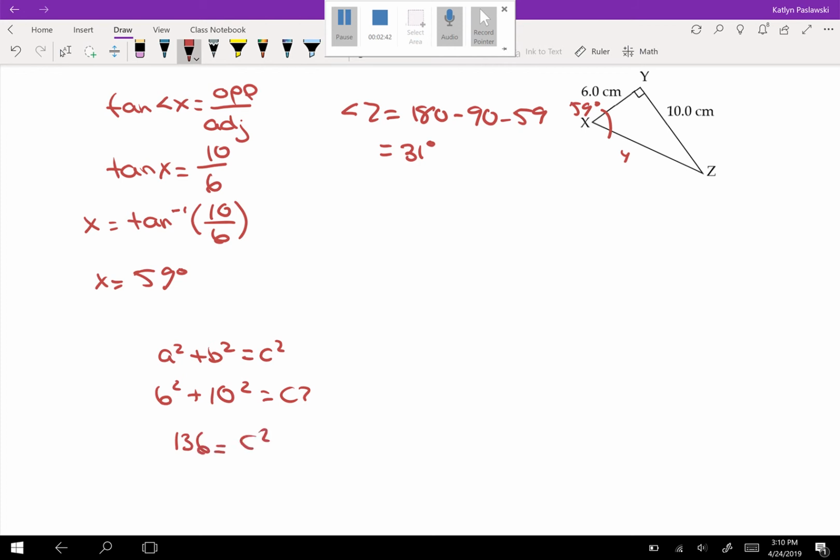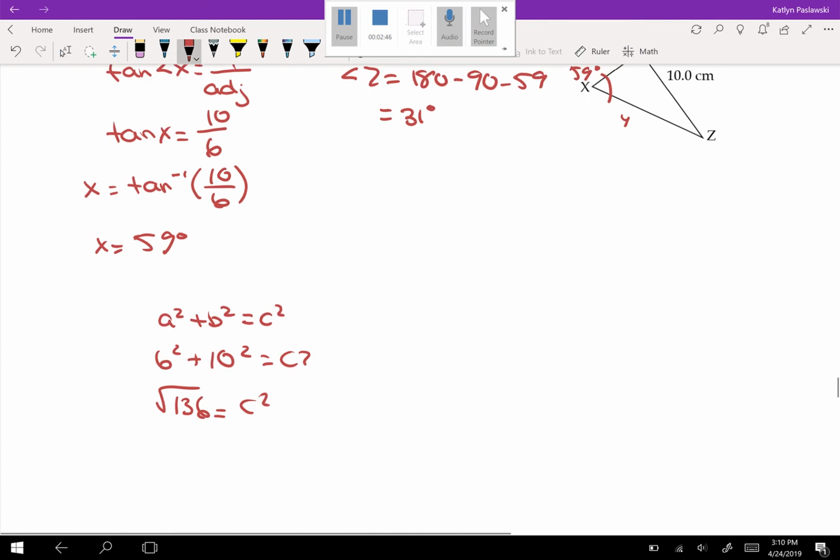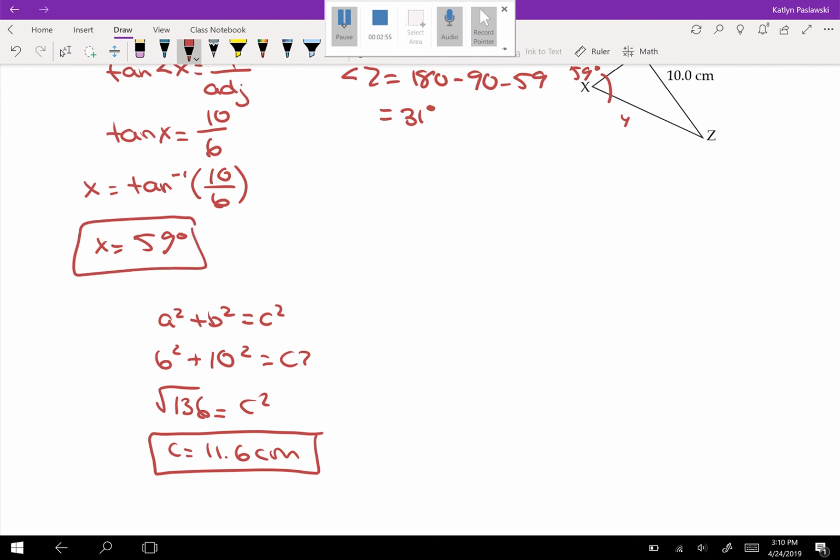136 is equal to c squared. Now to solve for just the value of c, I need to take the square root of 136. So the value of c is equal to 11.6, and it's measured in centimeters, so I'm sure to include my units. And I have now solved for all three angles and all three sides.